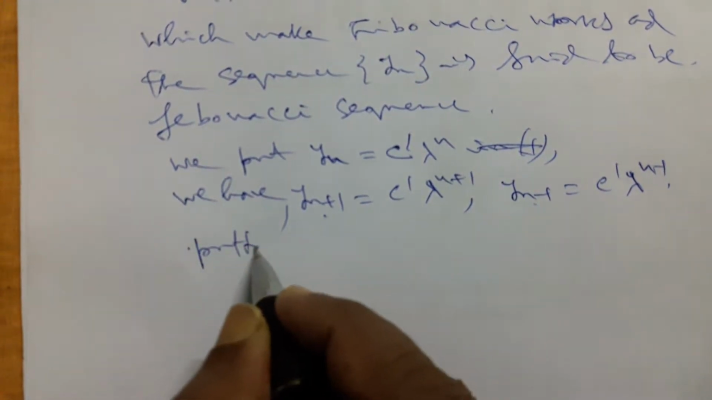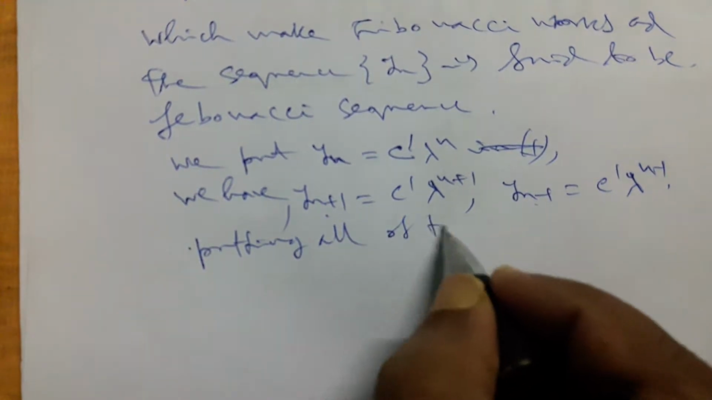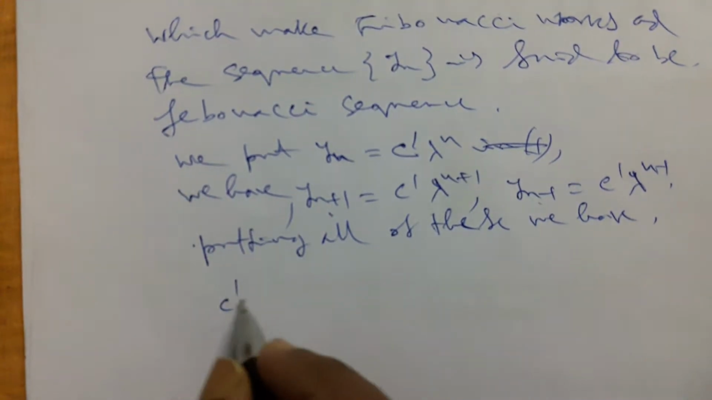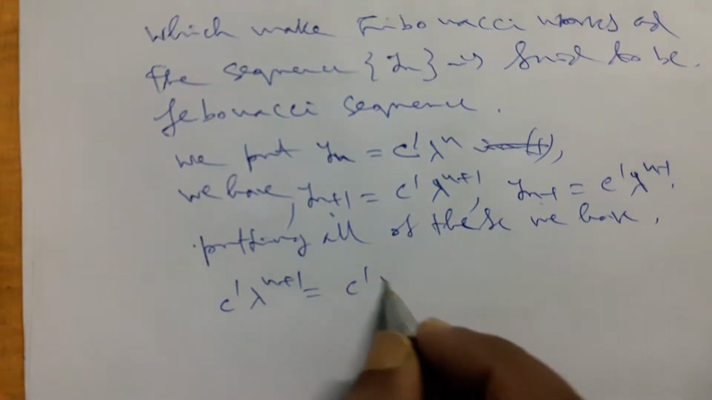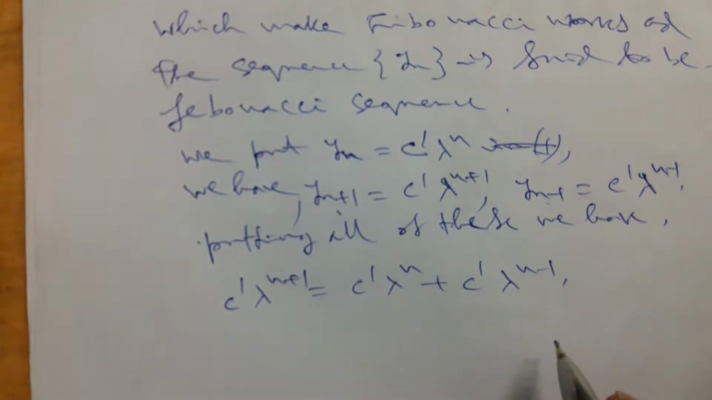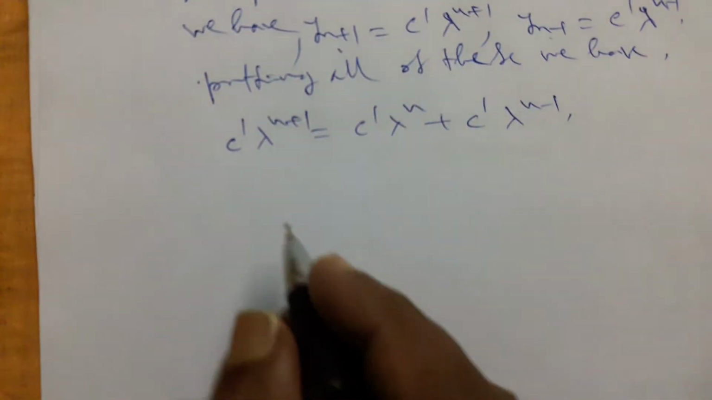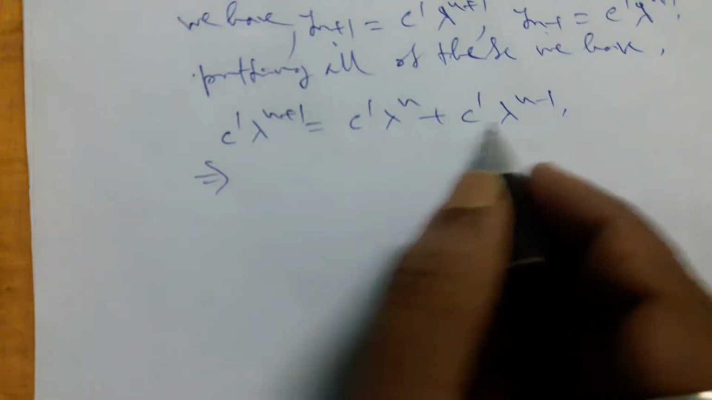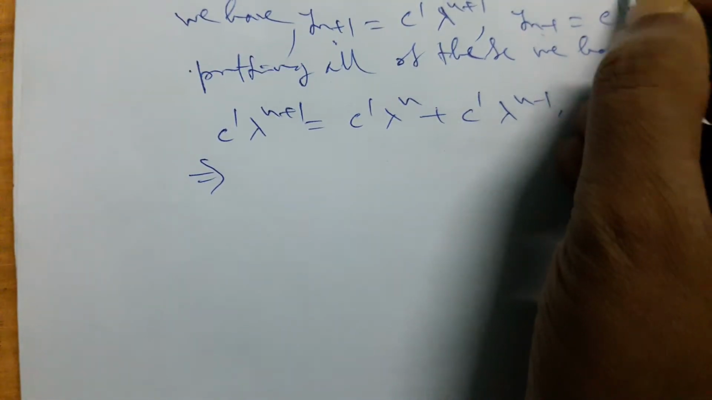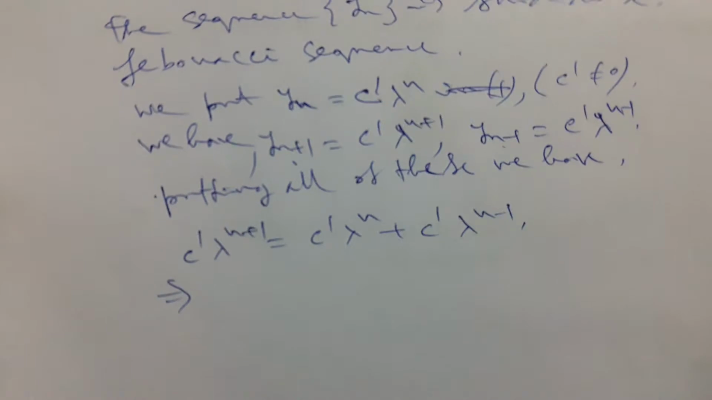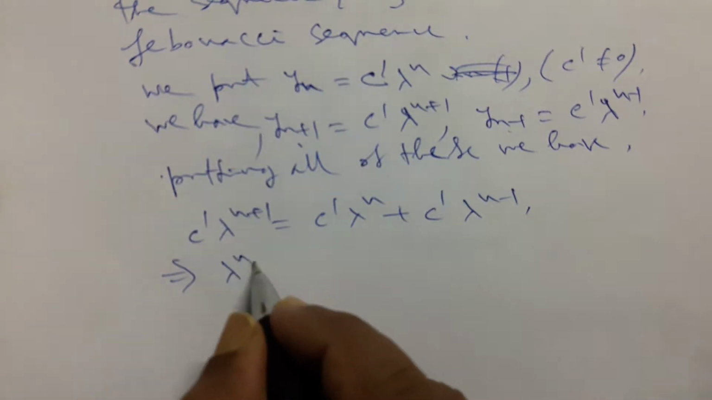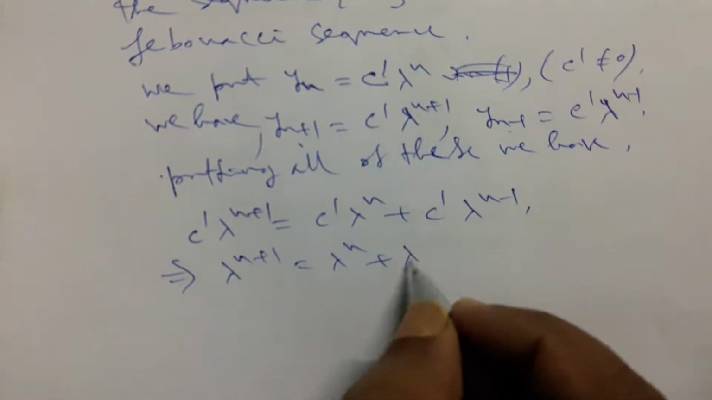Now putting all of these, we have c' lambda^(n+1) = c' lambda^n + c' lambda^(n-1). This implies, if c' is cancelled from everywhere, since c' is non-zero, so cancel everywhere: lambda^(n+1) equals lambda^n plus lambda^(n-1).